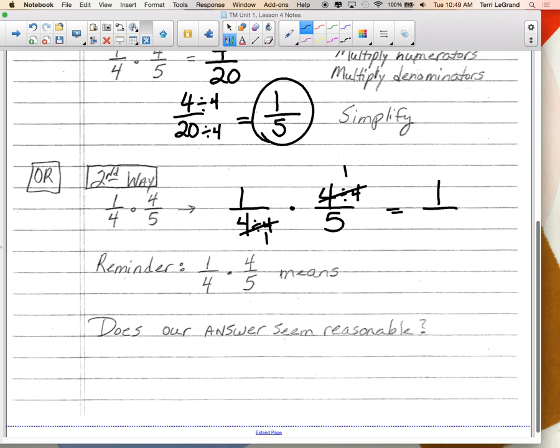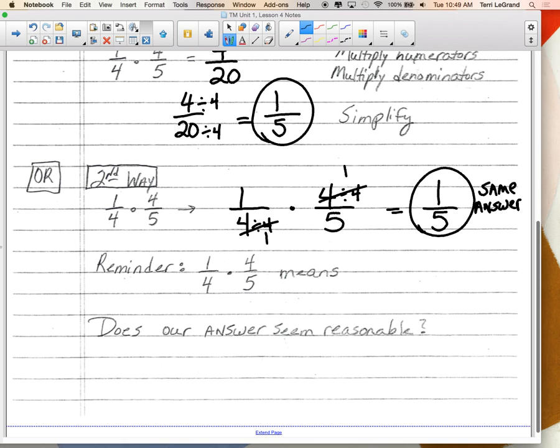1 times 5 downstairs, what's that? 5. There, we got the same answer, didn't we? Same answer. Let's just put this, same answer. I don't want to think that we got 2 different answers. There were 2 answers to the same problem. It's the same answer, just 2 different ways to go about getting it.